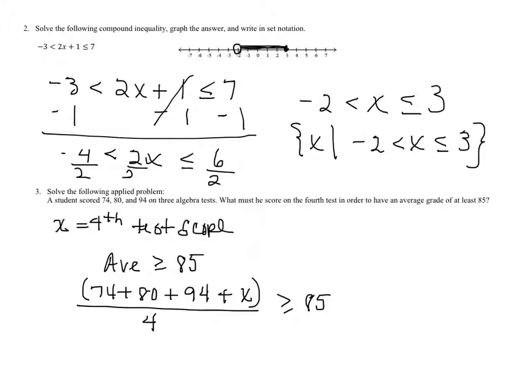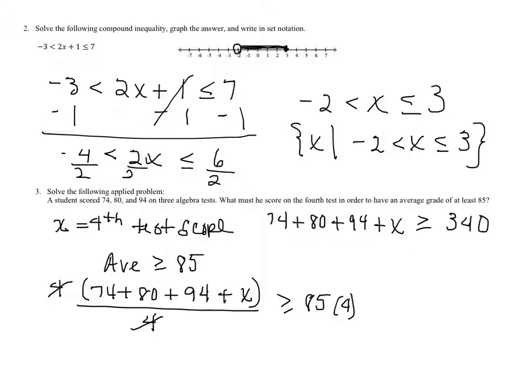It has a fraction in it, kind of, has a little denominator. But we know how to get out of that because we've solved linear equations with denominators. We have to clear that fraction and multiply both sides by 4. So we'll get 74 plus 80 plus 94 plus x has to be greater than or equal to, because if I multiply both sides by 4 here, there we go, we will get these 4's to divide out, because 4 divided by 4 is 1. And 85 times 4 would be 340.